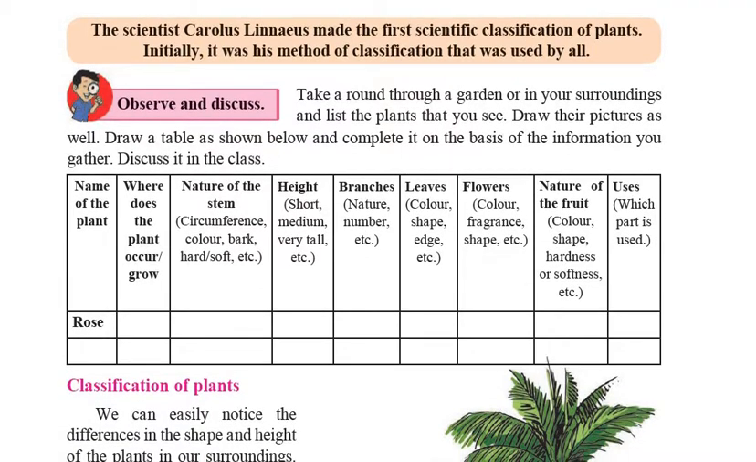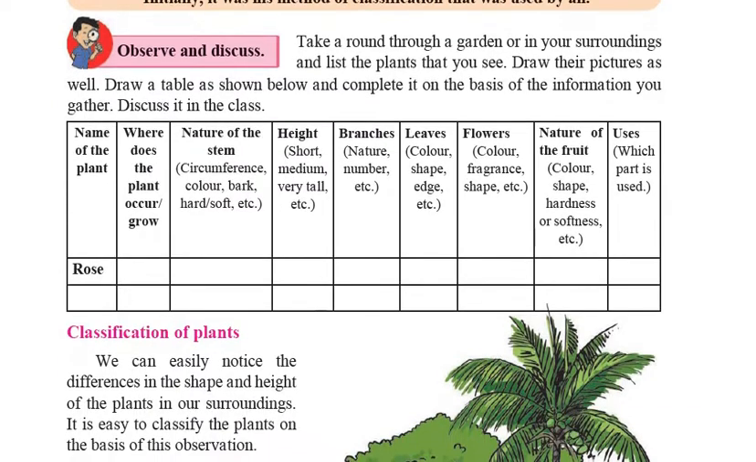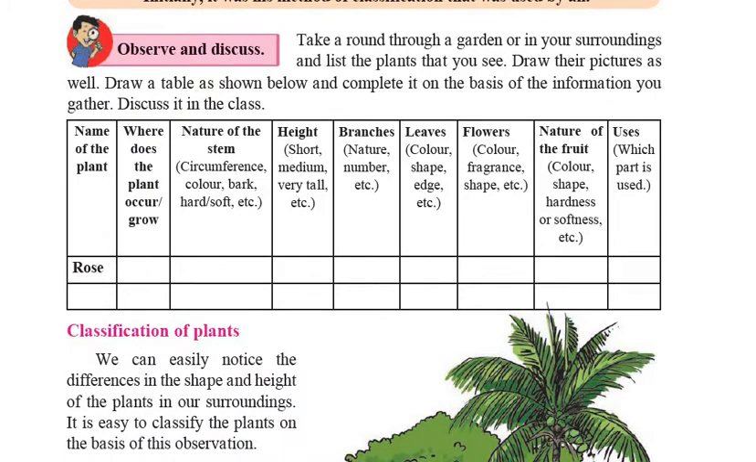Take a round through a garden or in your surroundings and list the plants that you see. Draw their pictures as well. Draw a table as shown below and complete it on the basis of the information you gather. Discuss it in the class.